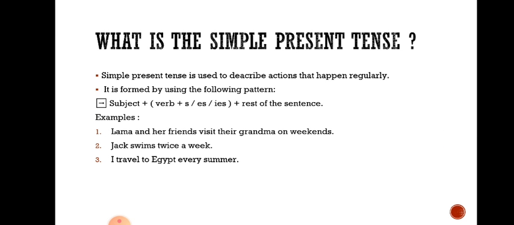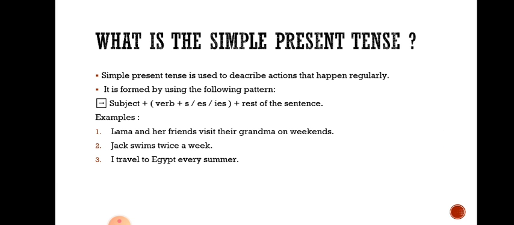What is the simple present tense? Simple present tense is used to describe actions that happen regularly. It's formed by using the following pattern: subject, then verb plus s, es, or ies, and then the rest of the sentence.